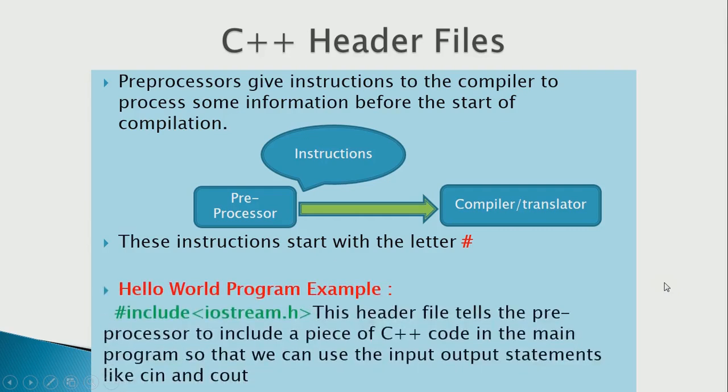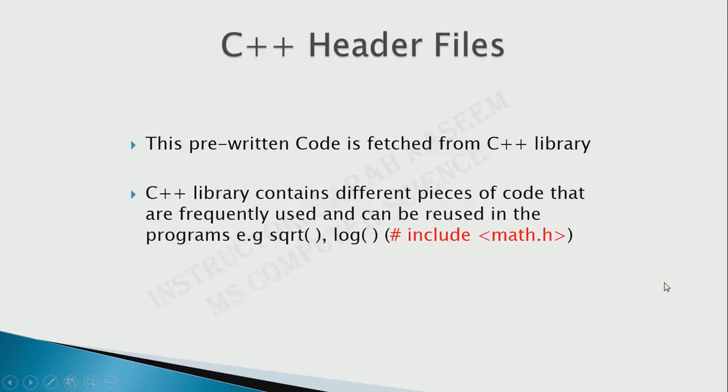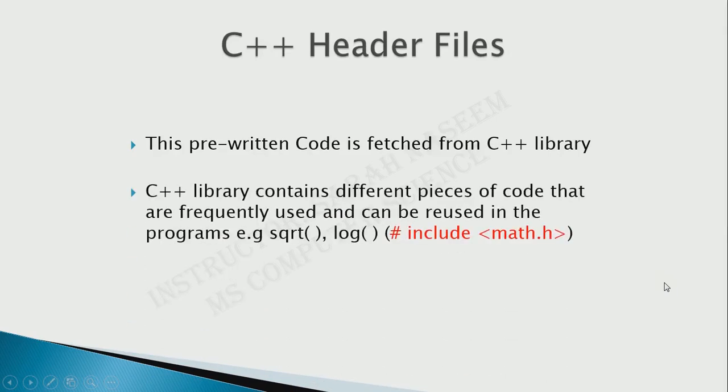This header file, hash include iostream.h, tells the preprocessor to include a piece of C++ code in the main program so that we can use the input-output statements like cin and cout. So this pre-written code is basically fetched from the C++ library. As we studied in the previous lecture, that C++ library contains different pieces of code that are frequently used and can be reused in the programs using their related header files.